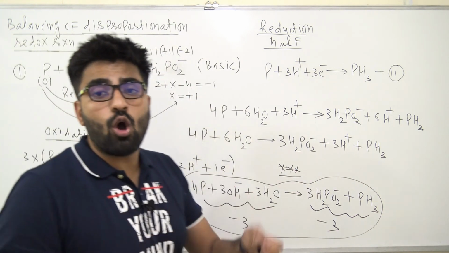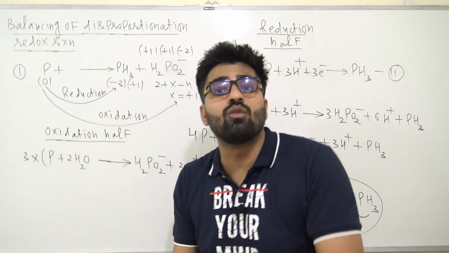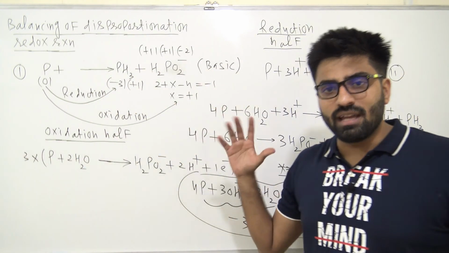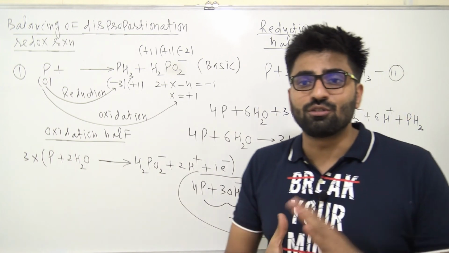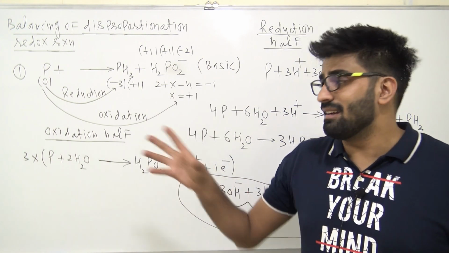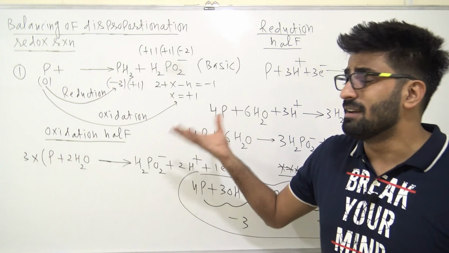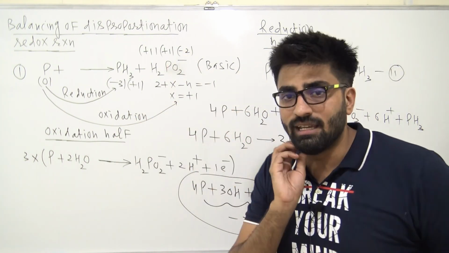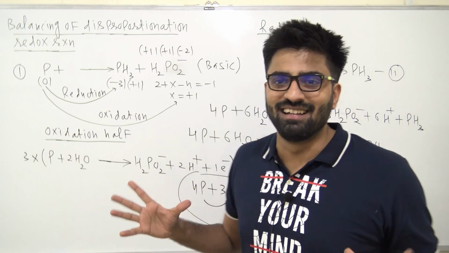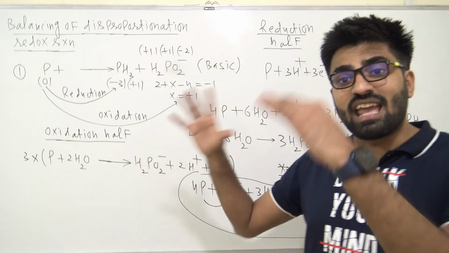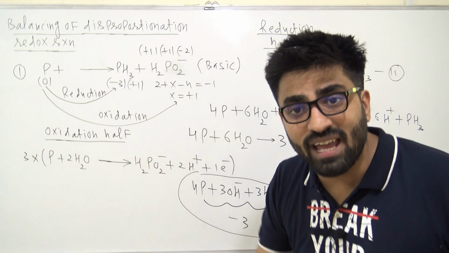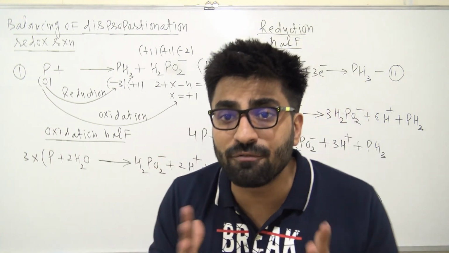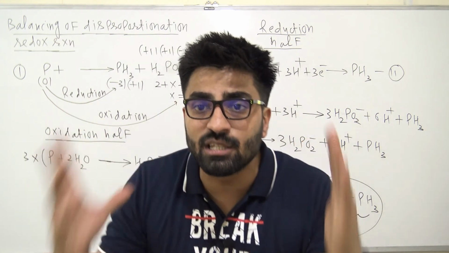So balancing of disproportionation is also very much similar to whatever we have done. That is why I told you that if you solve with the oxidation number method, then you need some different type of thing here. But if you solve with the half reaction method, this general method, you can balance any kind of reaction with it. That's why the half reaction method is one of the best methods to balance redox reactions.